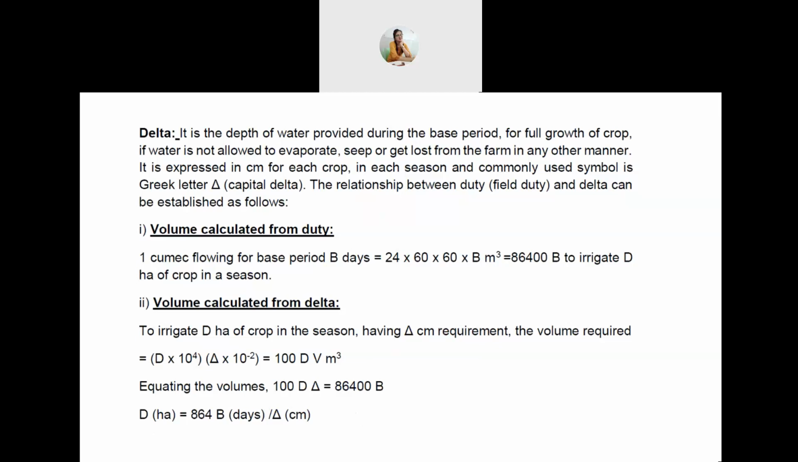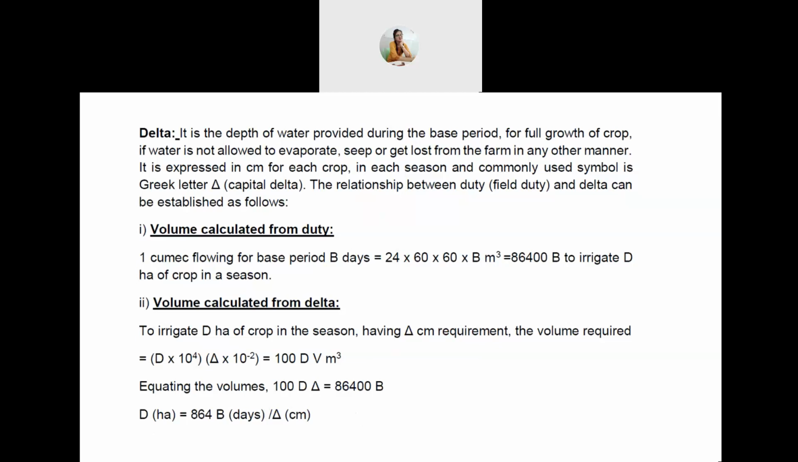The relationship between duty, or rather field duty, and delta can be established as follows. The volume calculated from duty is shown below. For 1 cumec flowing for base period B days, the volume is equal to 24 into 60 into 60, so 24 is 24 hours, 60 minutes and 60 seconds, into B being the base period, in meter cube. So when you multiply it, you'll get 86,400 B to irrigate D hectares of crop in a season. Here the term capital D means duty.